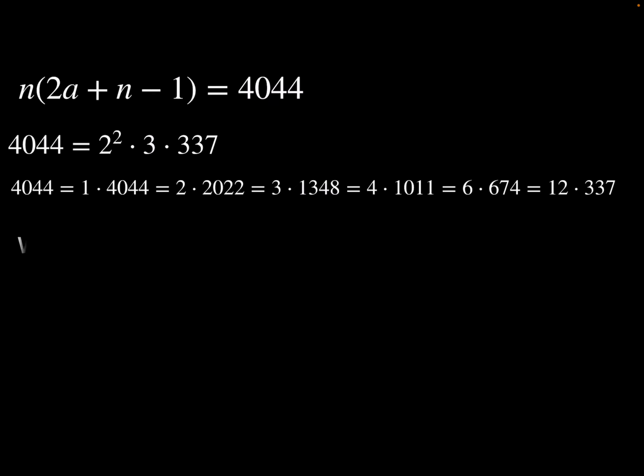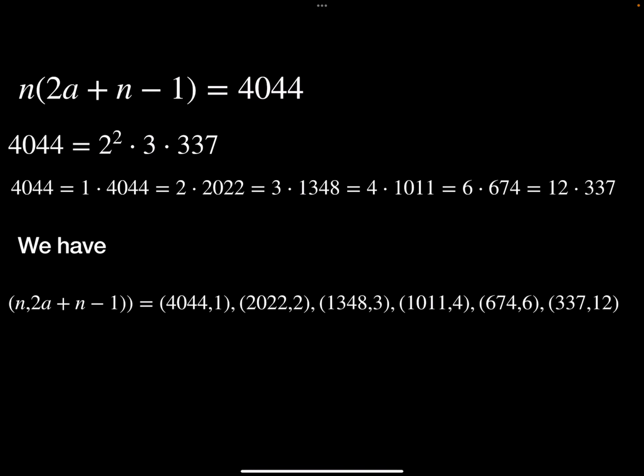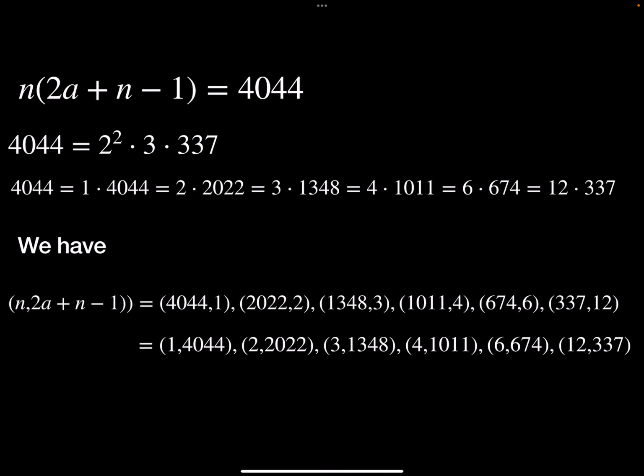So now we can say that we have either (n, 2a plus n minus 1) equals the following set of ordered pairs, or it's going to be the second set of ordered pairs. Now let's examine the first set of ordered pairs. In the first set of ordered pairs, we see that n is always greater than 2a plus n minus 1.